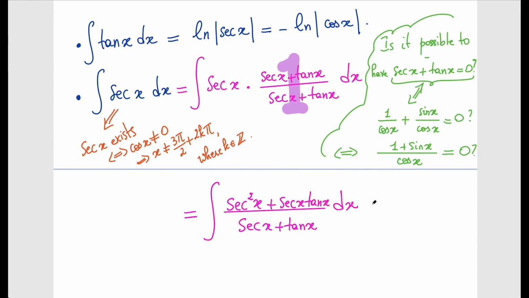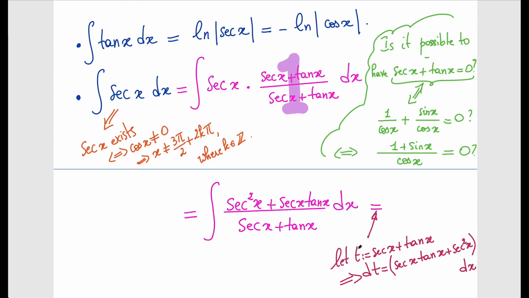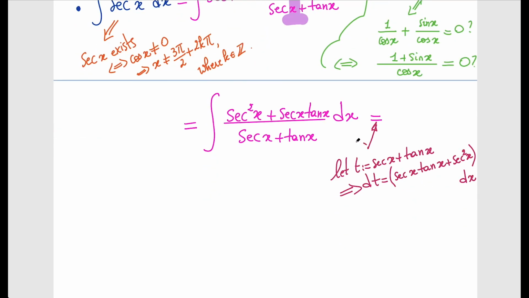Okay. And what I'm going to do now is go for a substitution. I'm going to let t be sec x plus tan x. What's dt then? It would be the derivative of secant, which is sec tan, plus the derivative of tangent, which is secant squared x dx, right? So we get that.